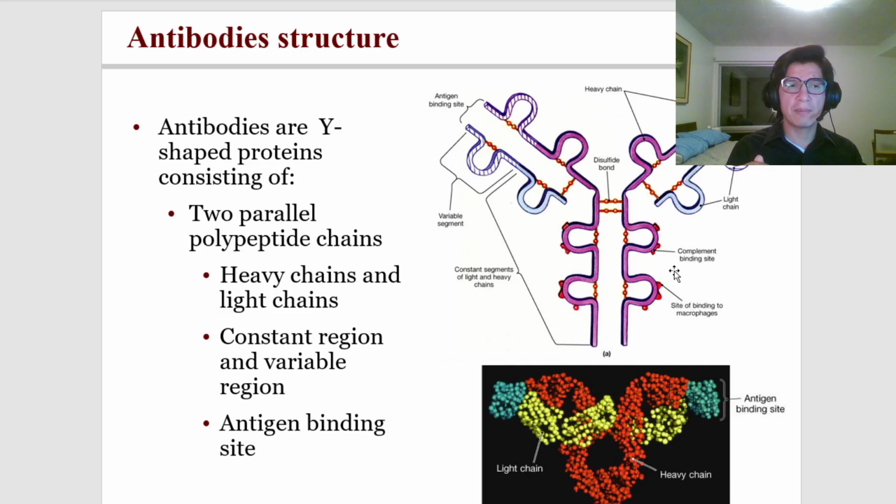Let's look at the structure of the antibody. We are almost there. We're like 17 slides away, but they're gonna go fast.